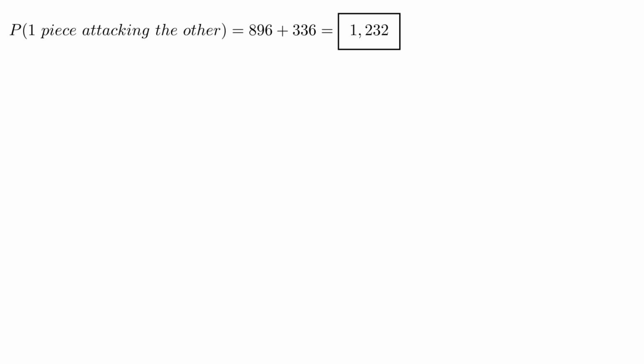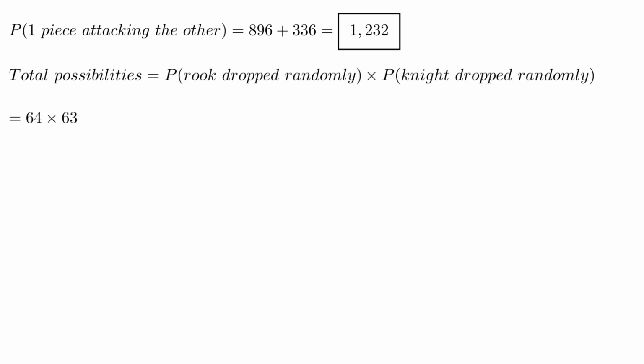So now to get the probability, we need the total amount of possibilities. The total amount of possibilities is 64 times 63, because dropping the rook on a random square and dropping the knight on a random square are what we call independent events, so we multiply the possibilities. Since the rook and the knight can't occupy the same square at the same time, it's 64 times 63, not 64 times 64. So 64 times 63 equals 4032 total possibilities.